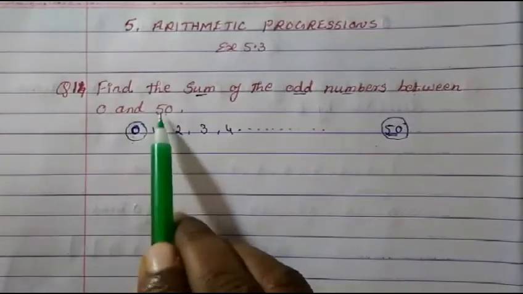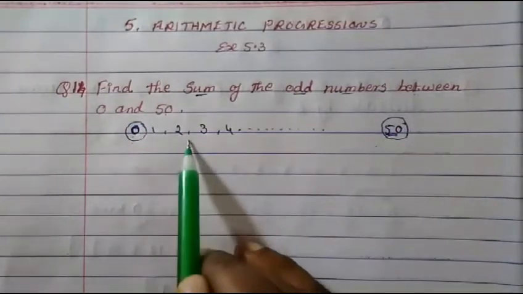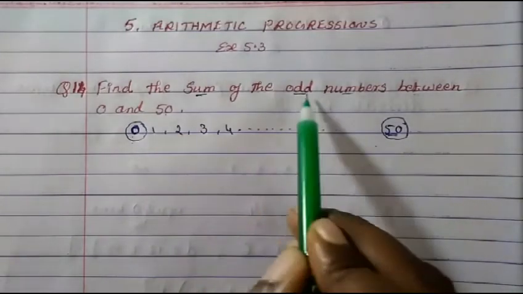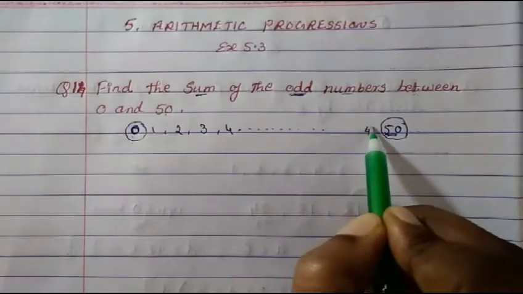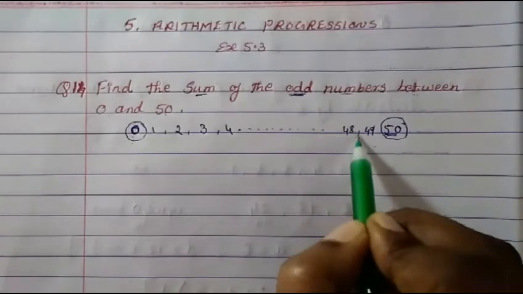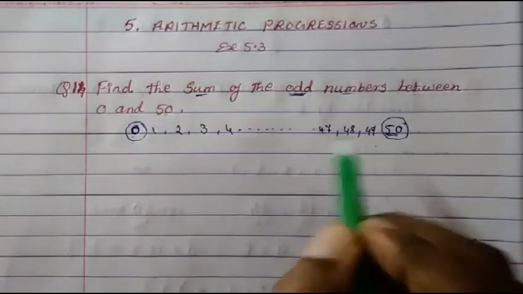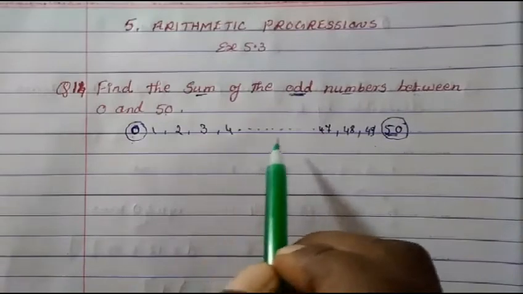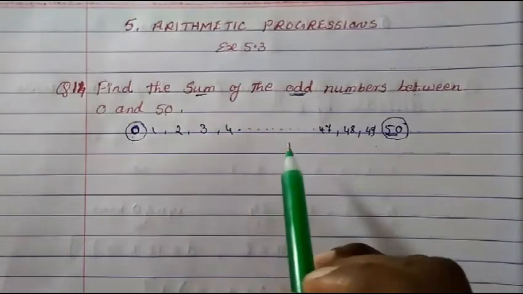Between 0 and 50, inside, from here. So between all these numbers we have to find the odd numbers. So the last number here will be 49, then 48, 47. So between 1 to 49, we have to find the odd numbers and then find the sum of the odd numbers.